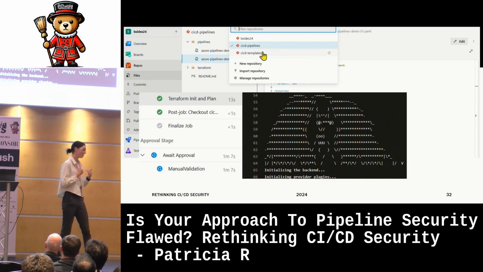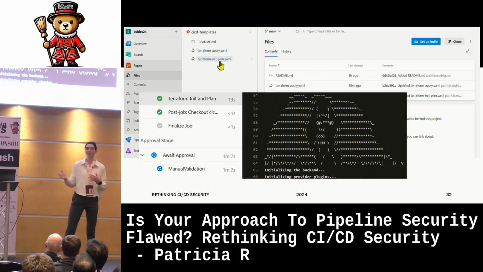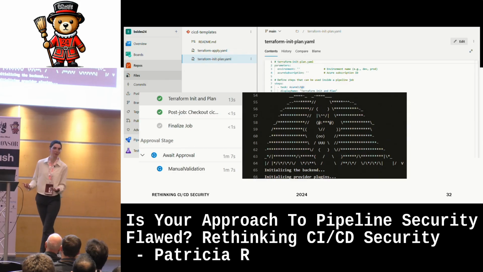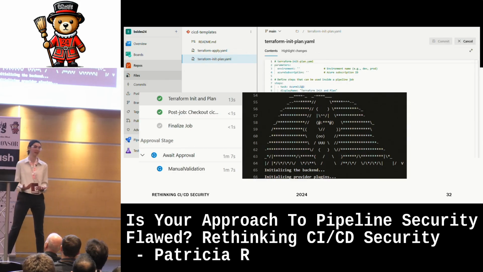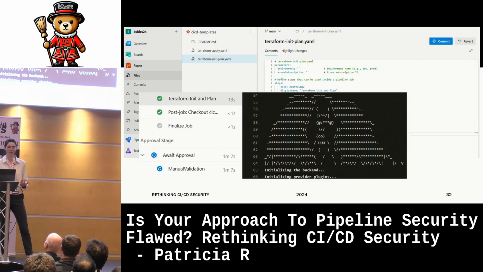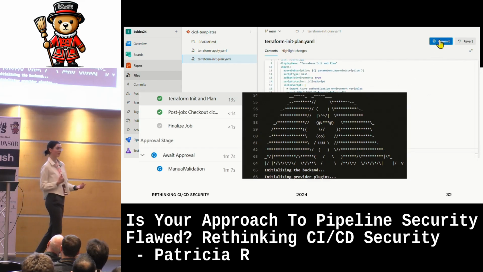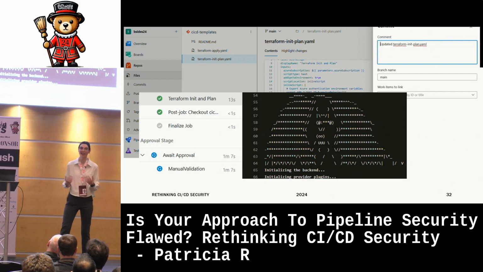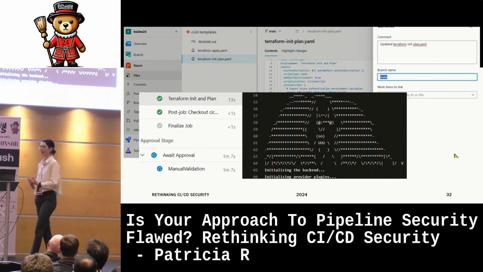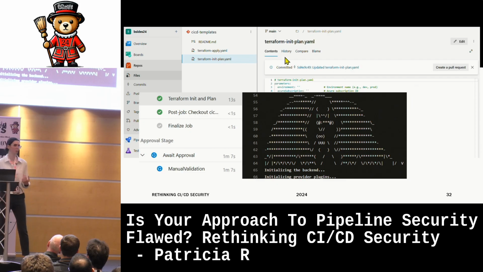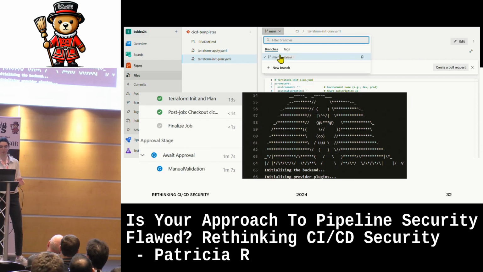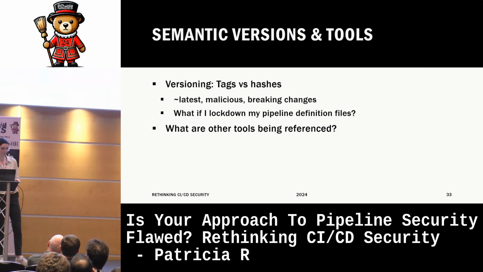So, I've done this, right? I've done this in a non-malicious way. Even if it was malicious, I wouldn't be saying it was malicious. But it can happen that even if you're using version 1.0 and you think, oh, it's never going to change, it can change. Hashes are probably really the only way that you know what you're running in your pipeline.